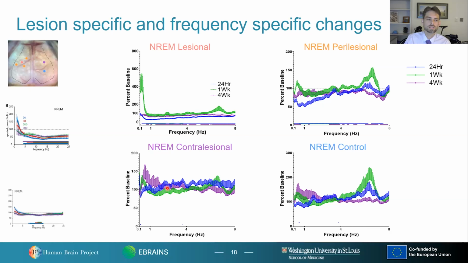So overall, these results suggest that location matters. In other words, you need to think about both frequency and spatial specificity when looking at network changes, cortical network changes in sleep and after neurotrauma such as stroke.